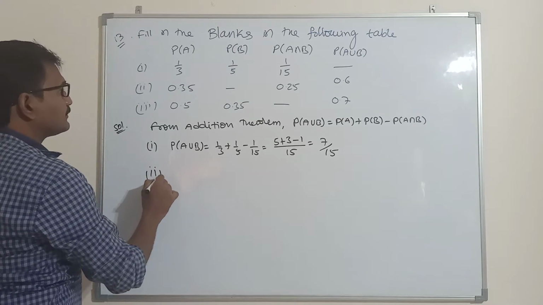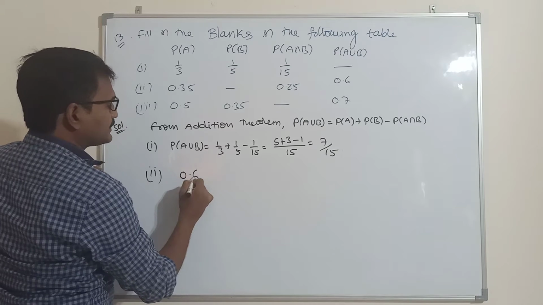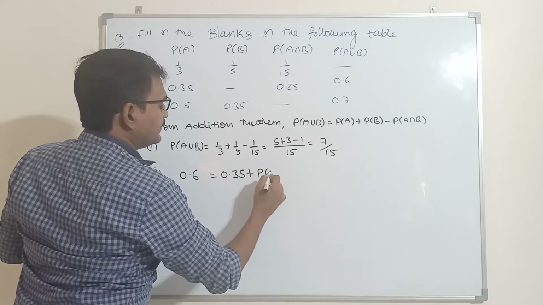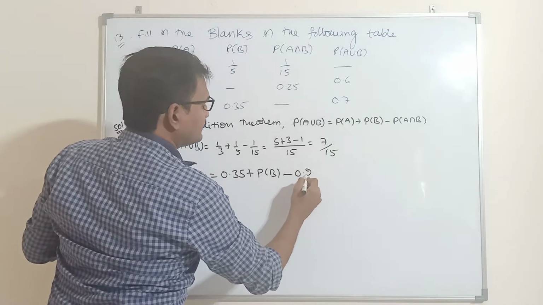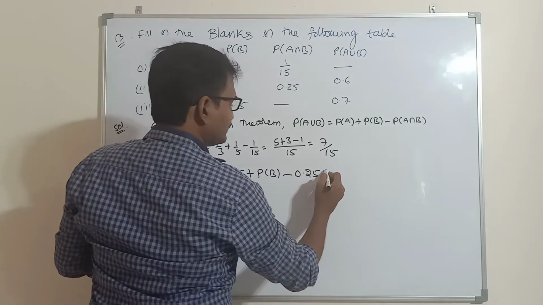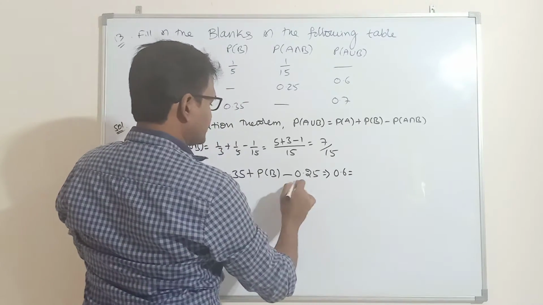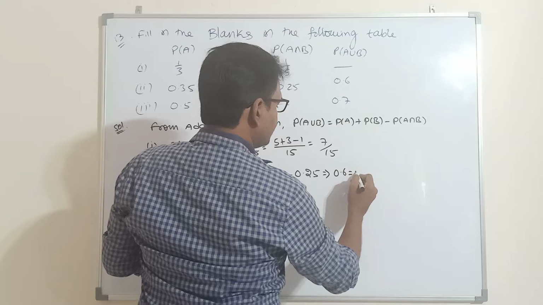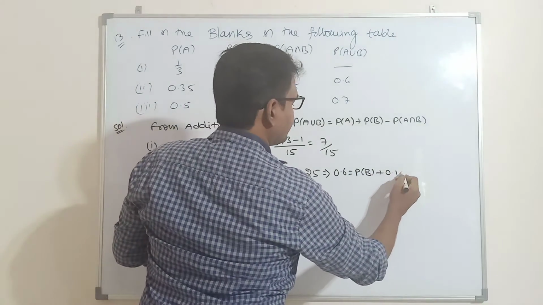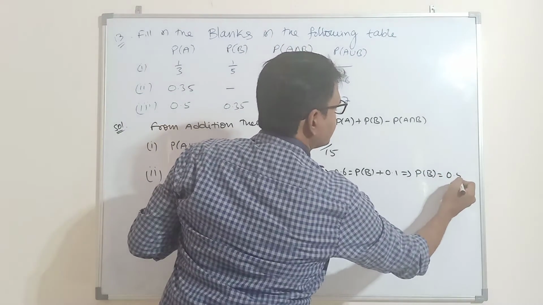The second question is to find the value of P of B. P of A union B is given as 0.6, which is equal to 0.35 plus P of B minus 0.25. So 0.6 is equal to 0.35 minus 0.25, which means 0.10, plus P of B. So P of B is equal to how much? The second question answer is 0.5.